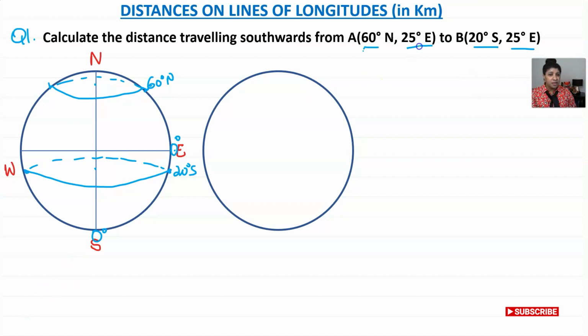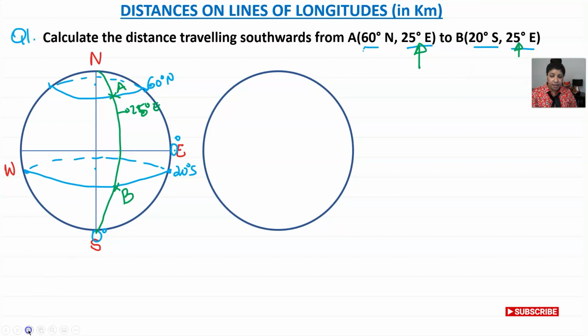Now as you can see, they're both on the same longitude, 25 degrees east. So this prime meridian is there, east is to the right and is 25 degrees. So roughly is here somewhere. So this is your 25 degrees east longitude. So that means point A is over here and point B is over here.